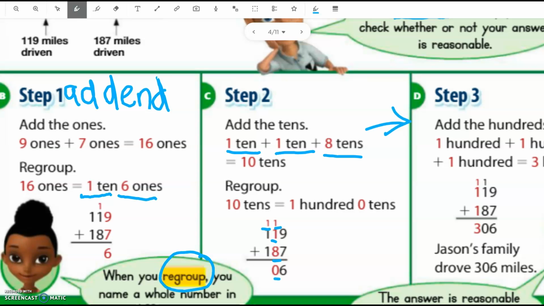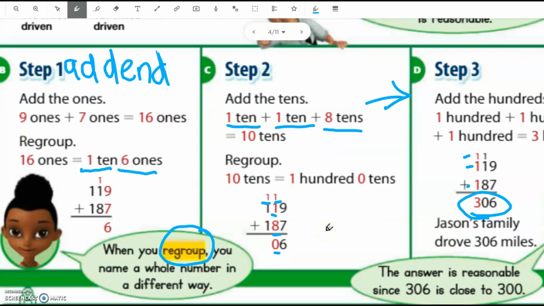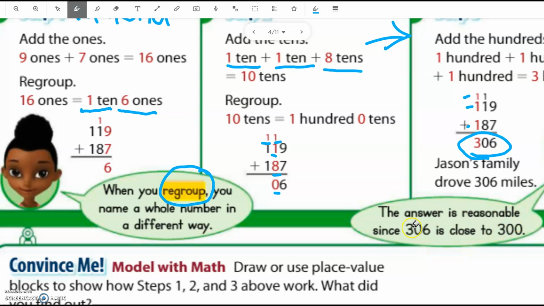Then in step 3, I can add all 3 hundreds. 100 plus 100 plus 100 is 300. So remember, we estimated that it would be around 300, and it's 306. So that is really close. So that is a reasonable answer.